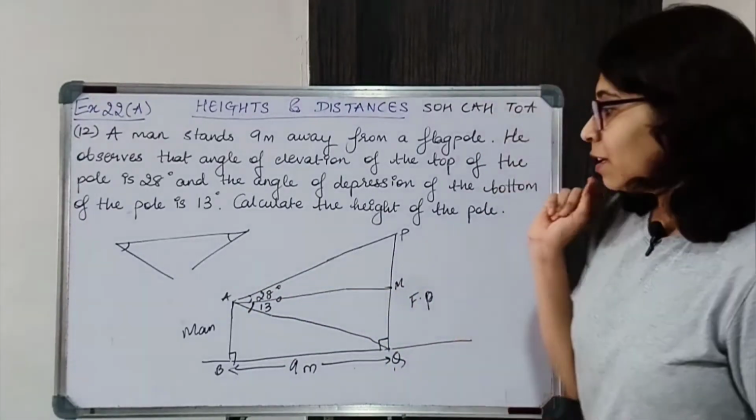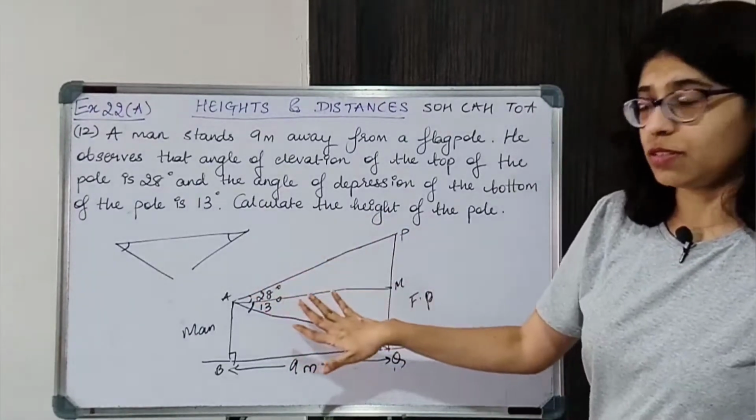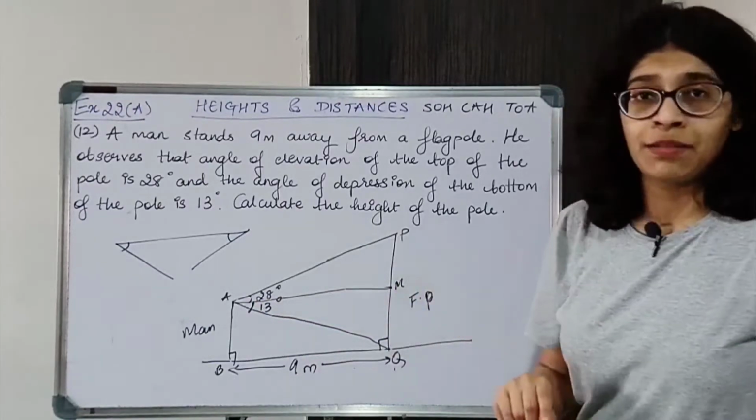Okay. Now we have this information. What other information can we get from this? BQ is 9 meters. So AM will also be 9 meters. Why?